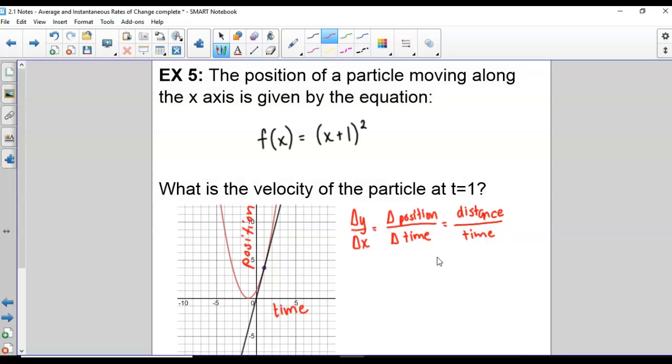So when we have a position graph, if we find the slope of that position graph, it's going to be a change in position over change in time, which is the speed, or it's actually not going to be just speed, it's going to be velocity of the graph. What's the difference in velocity and speed?